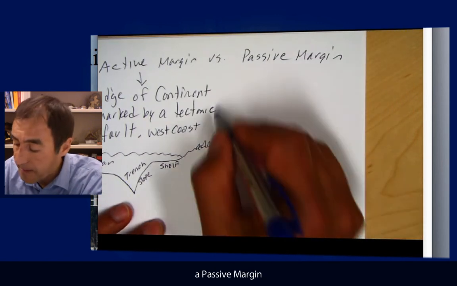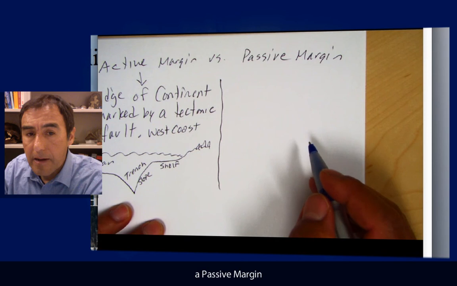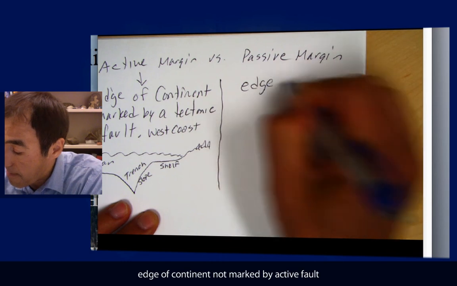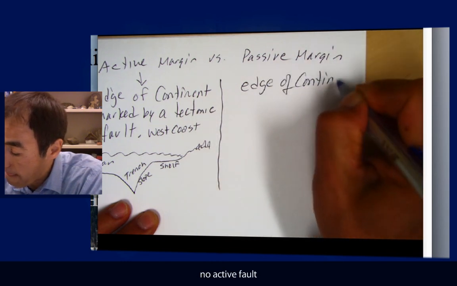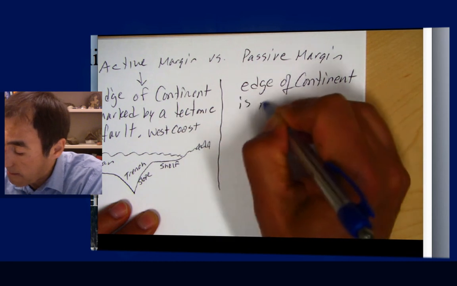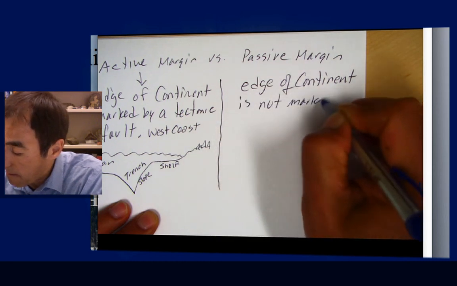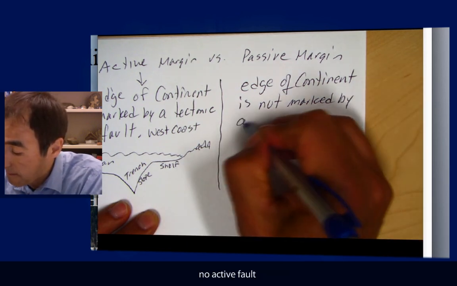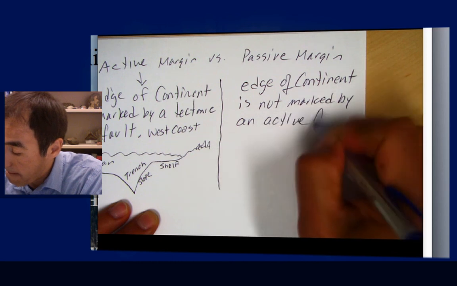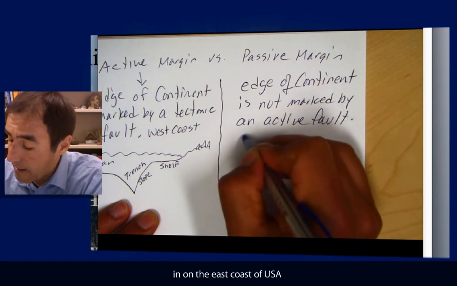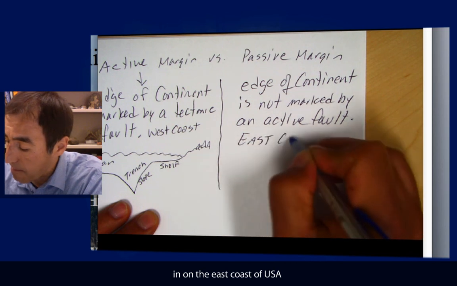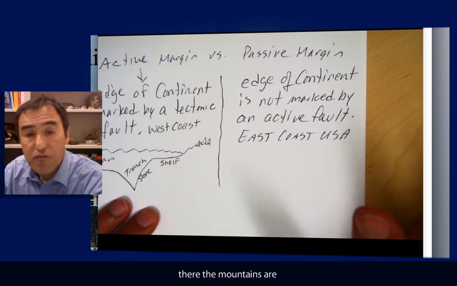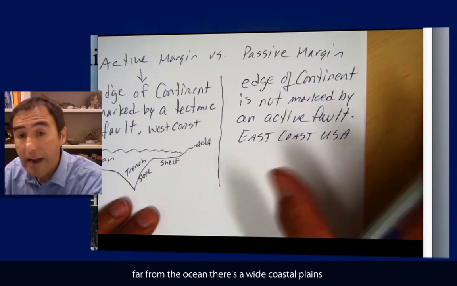A passive margin, this one is where the edge of the continent is not marked by a plate tectonic boundary or by an active fault. And so here we're looking at the east coast of the USA. There, the mountains are far from the ocean. There's a wide coastal plain.